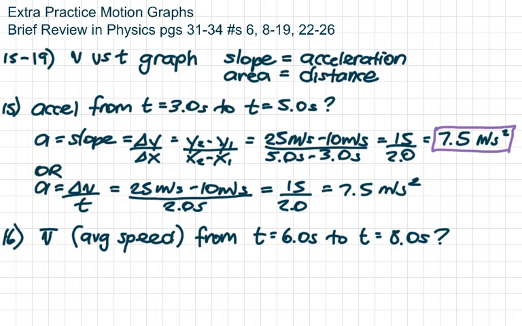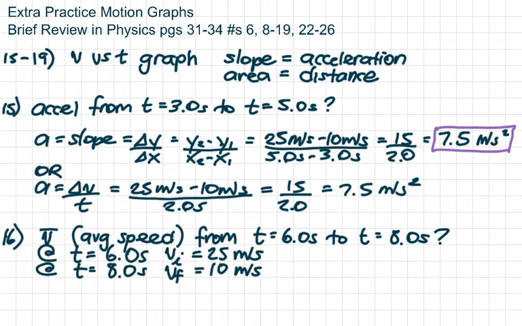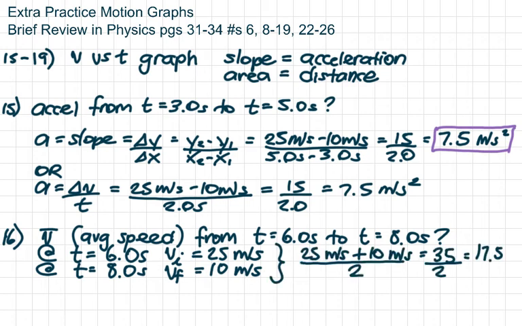So at 6 seconds, we can see the speed is 25 meters per second, and at 8 seconds the speed is 10 meters per second. And it says it wants the average speed, so average those numbers. And so 35 divided by 2 is 17.5, and since we're talking speed, that's meters per second. And that's your average speed.